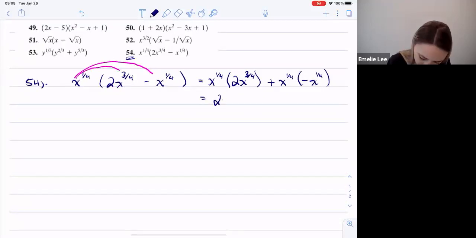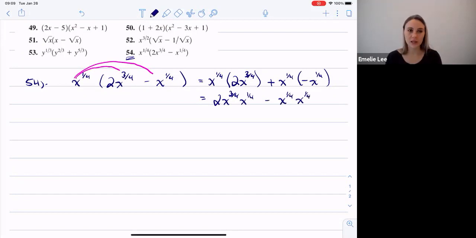So here we have 2x to the 3 over 4 times x to the 1 over 4 minus x to the 1 over 4 times x to the 1 over 4. If you went straight to that, that's totally fine. Remember, if you have the same base, you can combine those exponents by adding them. So if you're multiplying the same base, you can add the exponents.